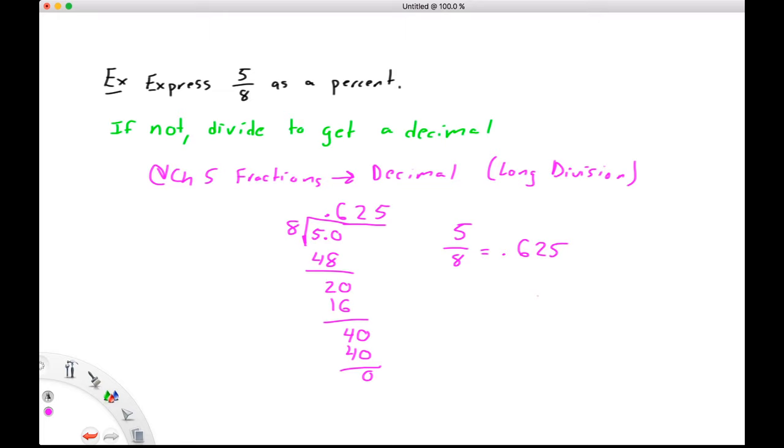Again, I went through that kind of quickly, but if that is something that you are a little bit unsure about, it's definitely worth going back and reviewing some of the stuff we did in Chapter 5, or just refreshing up on your long division in general. But now what this comes down to is, how do we take a decimal like 0.625 and turn that into a percent? We'll come back to this one in a moment, but now we've got to talk about how to take a decimal and turn it into a percent.